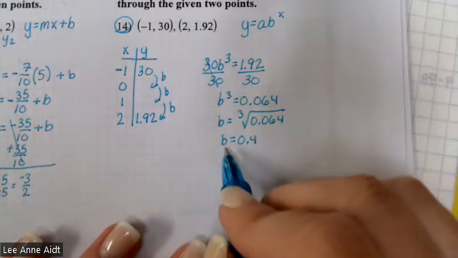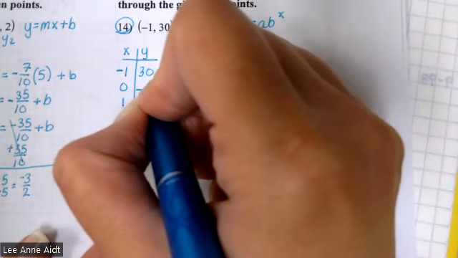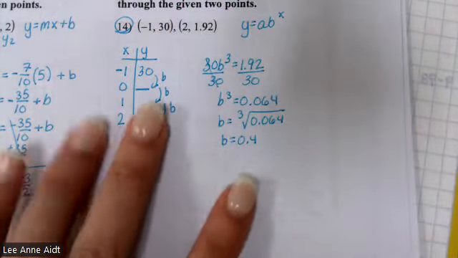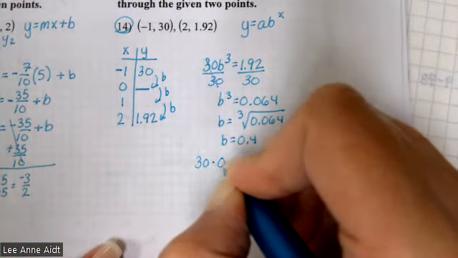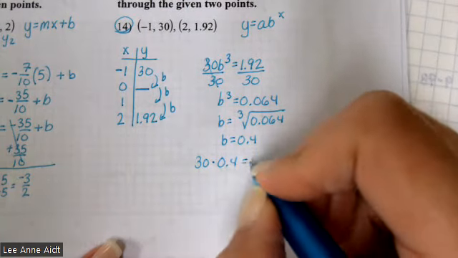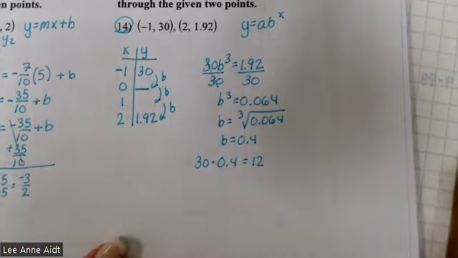All right. Now, A is whatever number is next to the 0. So your start. So I need to go 30 times 0.4, which I believe is 12. Can somebody verify that it's 12? Okay.